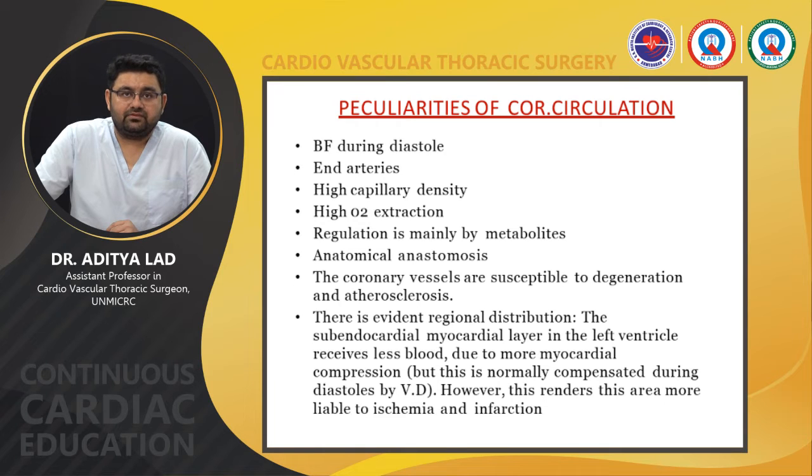Regulation is mainly by metabolites. Anastomosis is mainly anatomical, as we saw in the last slides. The coronary vessels are susceptible to degeneration and atherosclerosis that can lead to coronary artery disease. There is evident regional distribution. The subendocardial myocardial layer in the left ventricle receives less blood due to more myocardial compression, but this is normally compensated during the diastole. However, this renders this area more liable to ischemia and infarction.